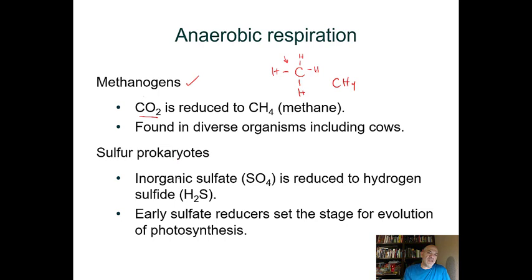Then you have sulfur prokaryotes, and here they're going to use inorganic sulfur, for example, the sulfate here, and then reduce it to form hydrogen sulfide. So here that sulfur is reduced, and it's reduced because we're putting hydrogens on there with the electrons. And these sulfate producers were important in the early stages of evolution of photosynthesis.